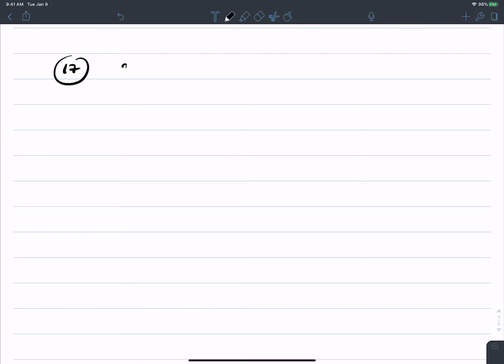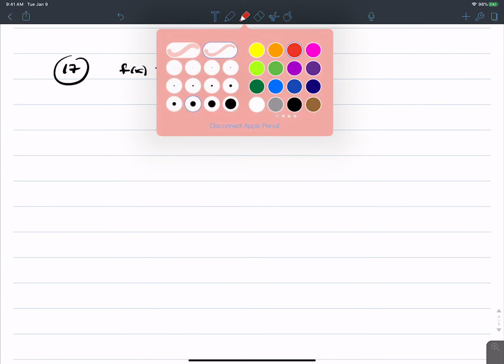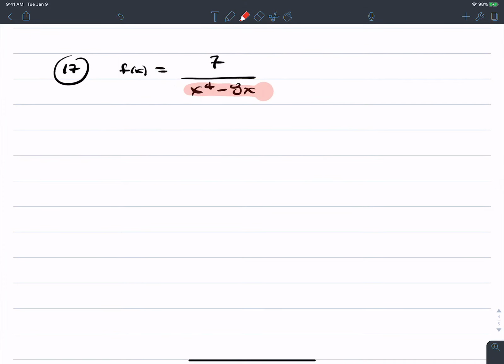Number 17, we have a function here, 7 over x to the 4th power minus 8x. So at this point again, we set the denominator equal to 0.